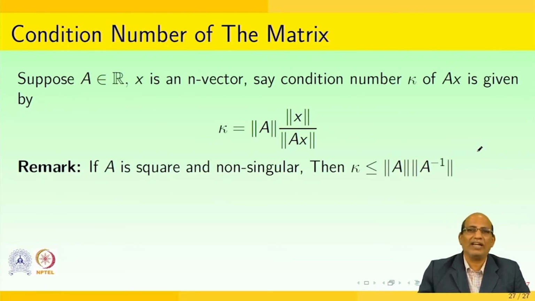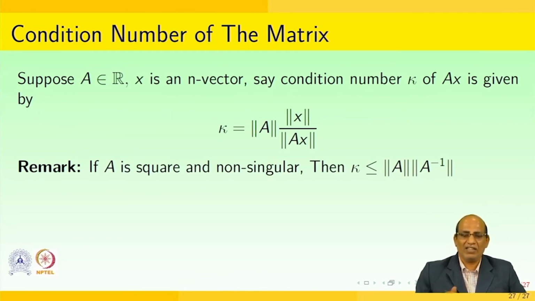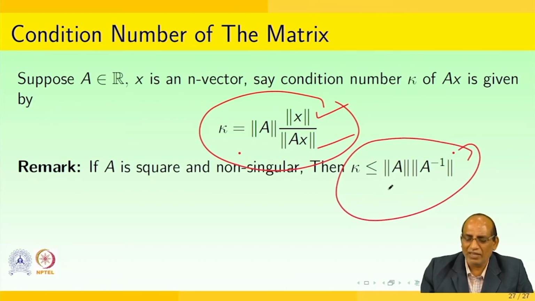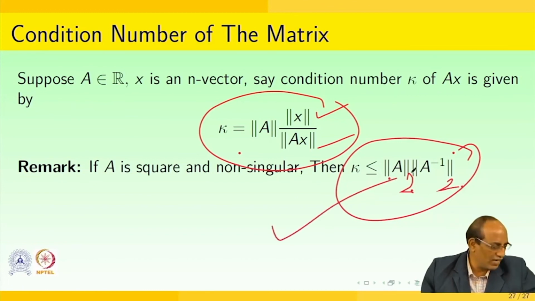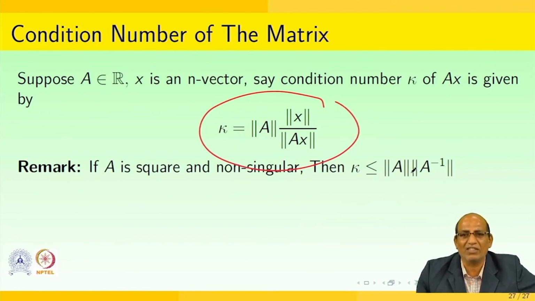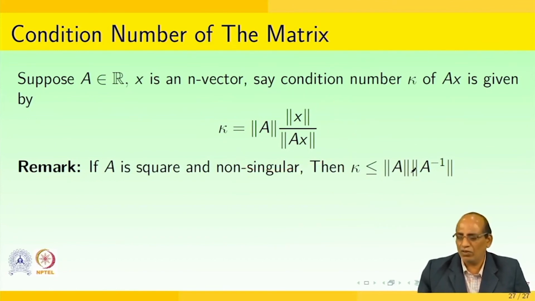Now let us look at the condition number of matrices. Suppose A is a matrix and x is a vector, then the condition number of A can be written as k equal to the norm of A times the norm of x upon the norm of Ax. If A is a square, non-singular matrix, then the condition number is nothing but the 2-norm of A times the 2-norm of A inverse. By knowing the condition number, we will know about ill-conditioned and well-conditioned systems, and we will also see the stability of linear systems and how they behave.